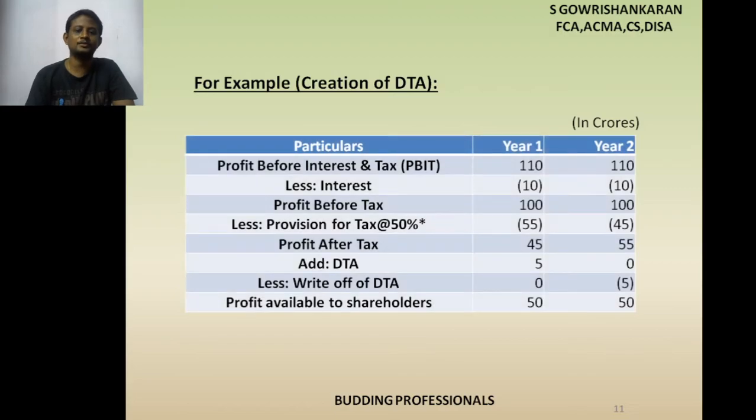If you go through here, up to provision for taxation, please go through. Profit before tax 100, profit before tax 100, on which provision for taxation is arrived at 55. Second year 45, just now we discussed how it is arrived. Then we have to give the deferred tax effect, because there is a timing difference. Due to this, we have to create a deferred tax asset. How to create the deferred tax asset? That we will go through now.